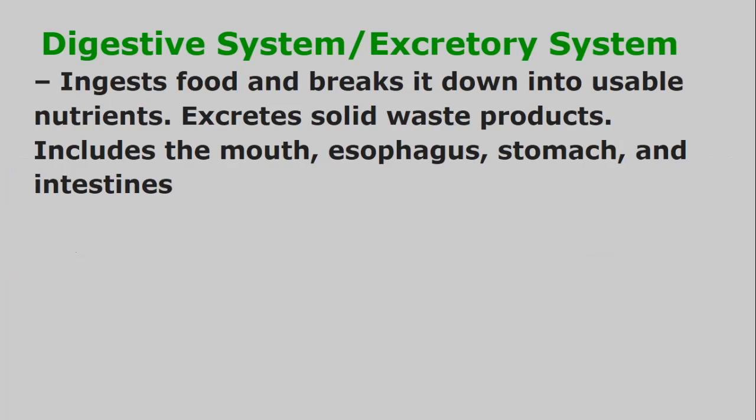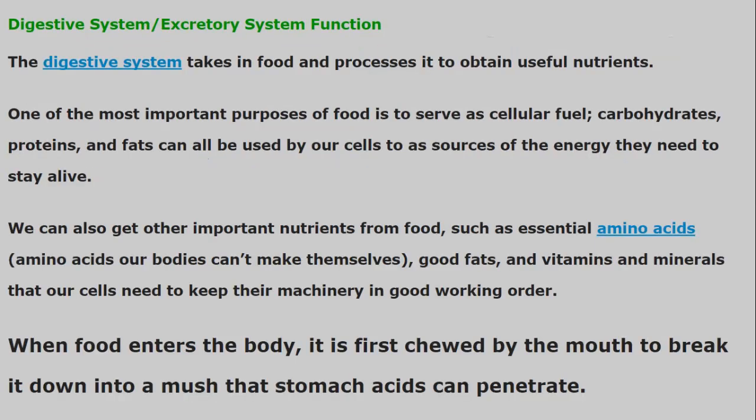Now we're going to talk about the digestive system. One of my favorite systems to cover is the digestive system. The digestive system ingests food and breaks it down into usable nutrients. It excretes solid waste products and includes the mouth, esophagus, stomach, and the intestines. The digestive system takes in food and processes it to obtain useful nutrients. One of the most important purposes of food is to serve as cellular fuel.